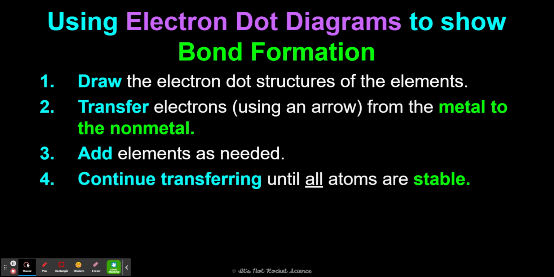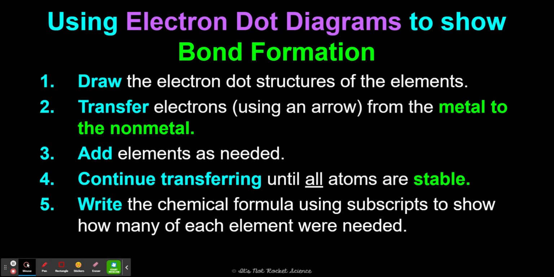Okay, so you continue transferring until all atoms are stable. So you want all the metal atoms to have given up all their valence electrons, and all the nonmetals to have filled up their energy levels, their valence shell, with 8. Okay, then you can write the chemical formula using subscripts to show how many of each element are needed.